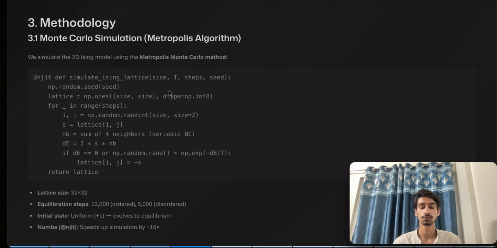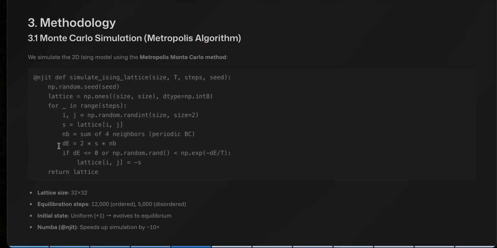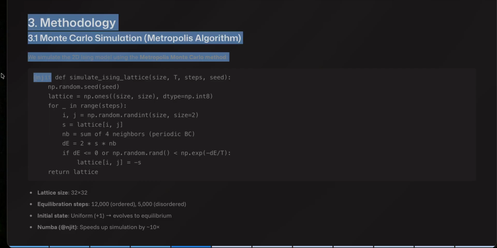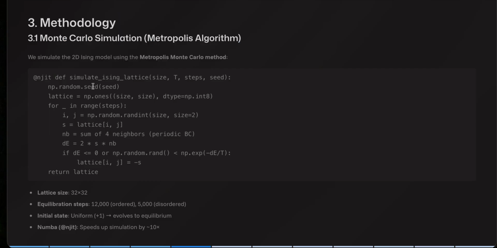Instead of solving equations, we flip spins randomly and accept or reject based on the energy change, which is delta E here, and temperature, just like real atoms in heat. Here @jit is Numba, which speeds up Python by 10x.